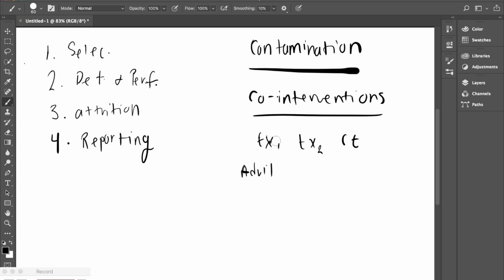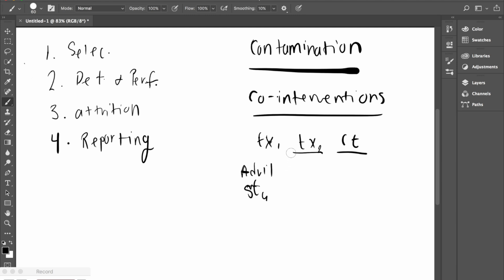Or maybe they received some other surgical technique that wasn't this or this. Okay? Then that other surgical technique that's not that or that would be a co-intervention, right? And a co-intervention is something we don't want to have. So how do we deal with co-interventions? A lot of the times you really can't do much about them.